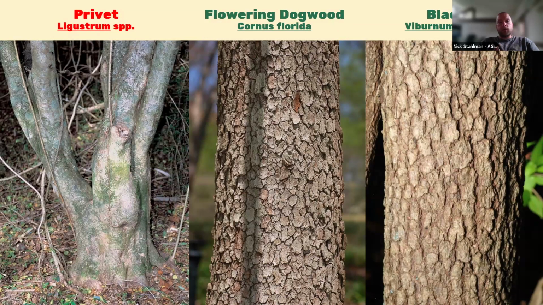But you can still check because we do have some native understory trees and shrubs that have opposite leaves. They're kind of small. Things like our flowering dogwood and our native viburnum shrubs both have opposite leaf arrangement, but their bark is going to be very rough and/or patchy versus that smooth bark of privet.